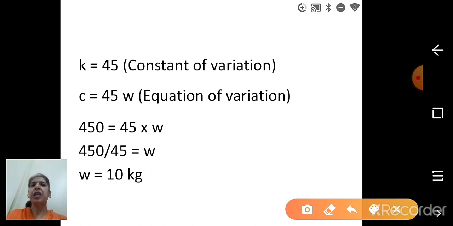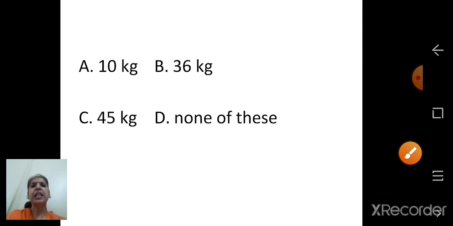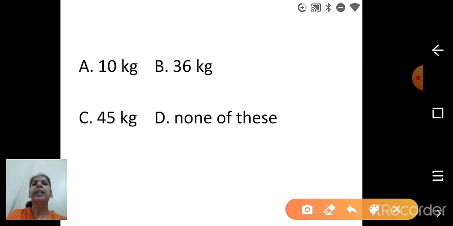Then we will substitute the next thing. What they have given is 450. For 450, how much sugar can be purchased? So 450, the cost, is equal to 45 into W. We have to find the quantity. So 450 divided by 45 gives W. The answer is 10 kg. So which answer are we going to mark? We are going to mark option A, 10 kg.